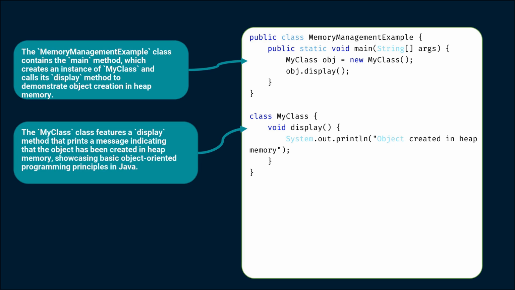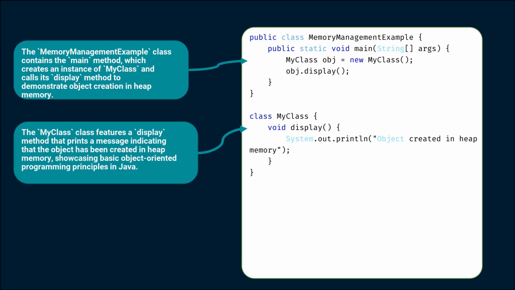Next, when we call the display method on the obj instance, we witness the output confirming the creation of the object in heap memory. This highlights the importance of understanding how Java separates the stack and heap in memory management. The stack is responsible for method execution and local variables, whereas the heap allows for dynamic object allocation, which is crucial for functionalities requiring longer object lifecycles than a single method call.